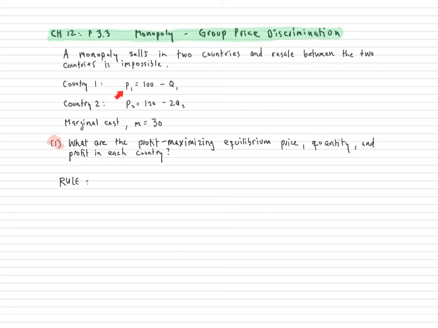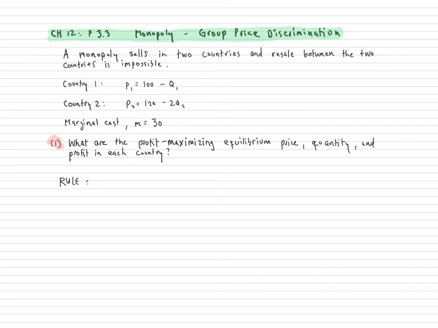Country 1 has the following inverse demand function, and country 2 has this inverse demand function. And the marginal cost is 30 no matter where the good is sold. And the question is, what are the profit maximizing equilibrium price, quantity, and profit in each country?